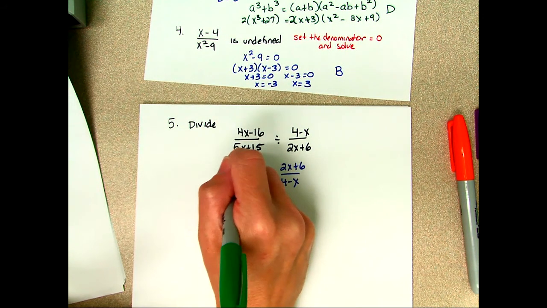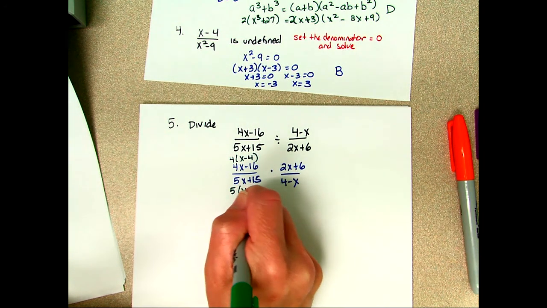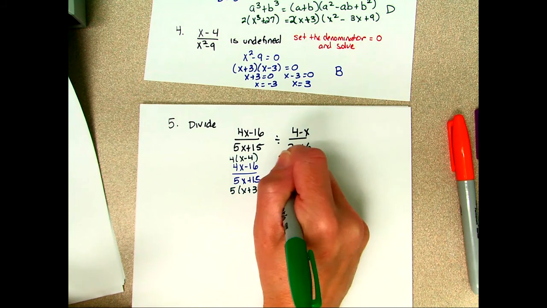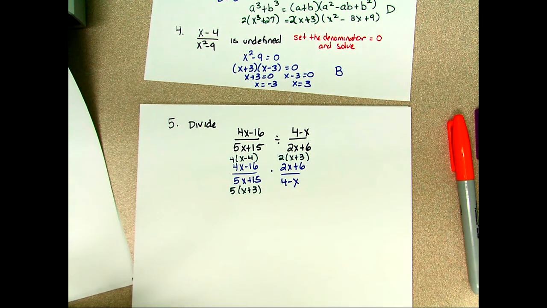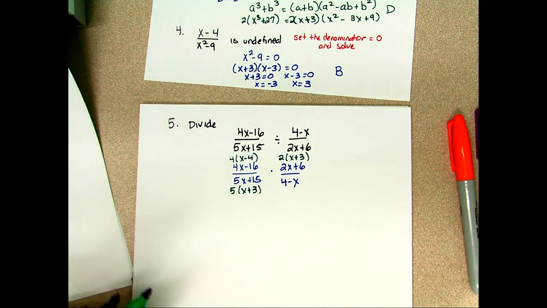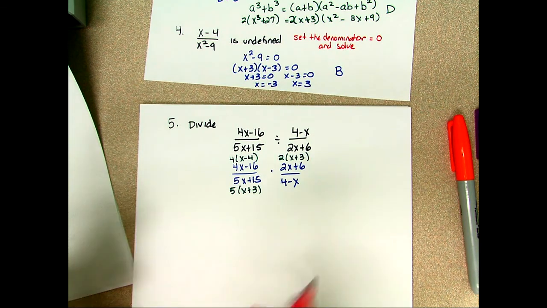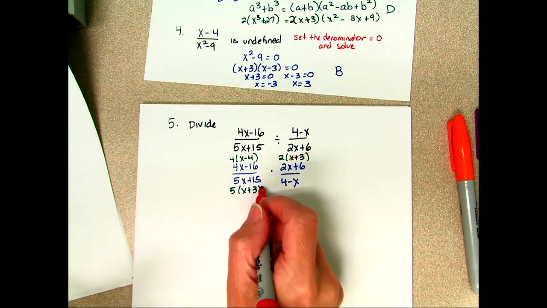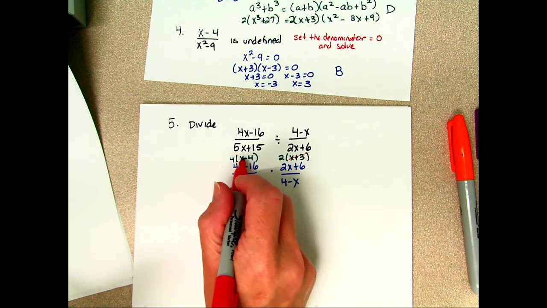Let me now factor all the expressions: 4 times x minus 4, 5 times x plus 3, 2 times x plus 3, and 4 minus x. We now see where there's a common factor in the numerator with the denominator. Any common factor in any numerator and any denominator can cancel out. We have x plus 3 and x plus 3. We have the x minus 4 and the 4 minus x.